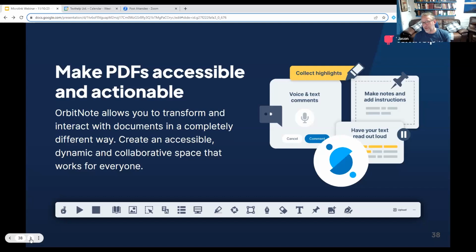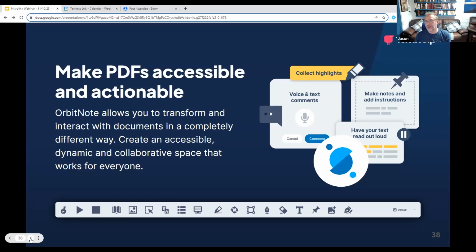That was a real pain for people, but what we've been able to do with OrbitNote is bring the same range of accessibility features and supports that we have in Read and Write into that PDF environment. We're making the PDFs fully accessible, but we're also making them actionable.